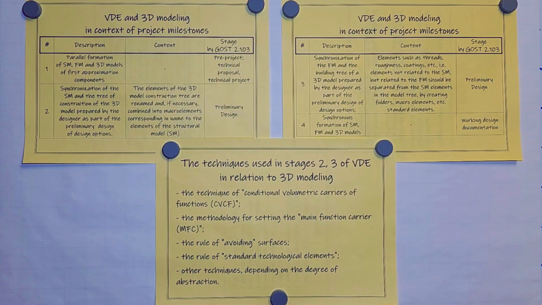Renaming and combining elements of the model tree is performed in accordance with the methods described in issue number 7, object of analysis decomposition, formulation of functions. These methods we have on this slide. All these methods. If you need to repeat this material, you should study issue number 7 again.